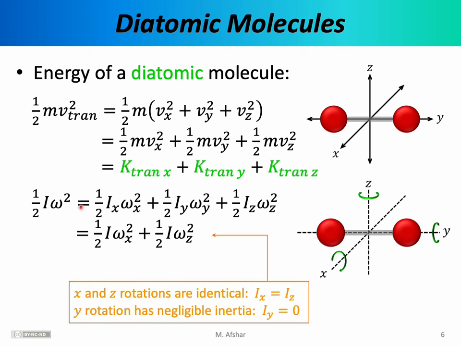This means that the angular kinetic energy of this diatomic molecule can be reduced to essentially two terms, and we'll refer to these two types of energy as the x rotational kinetic energy and the z rotational kinetic energy. Note that the y rotational kinetic energy is basically negligible. It is nearly zero, so we don't need to consider it in this context. So far, we would say that the diatomic molecule has five types of energy, or five ways in which it could store energy. So far, we would say that the diatomic molecule has 5 degrees of freedom.